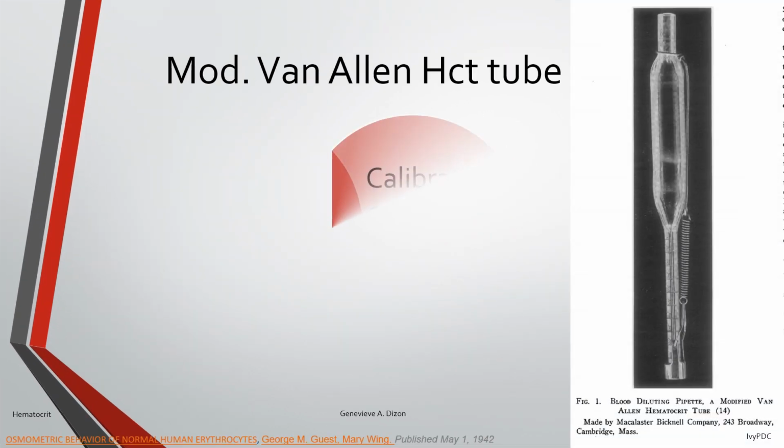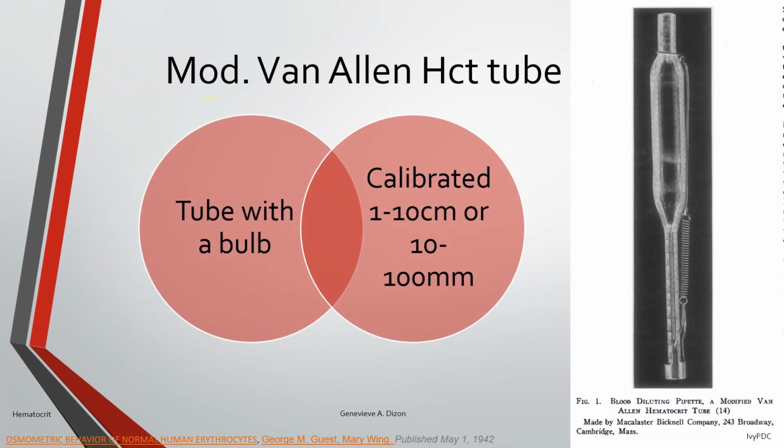The Van Allen method uses the modified Van Allen hematocrit tube, and this test tube has a bulb at the top portion and is calibrated from 1 to 10 centimeters or 10 to 100 millimeters.